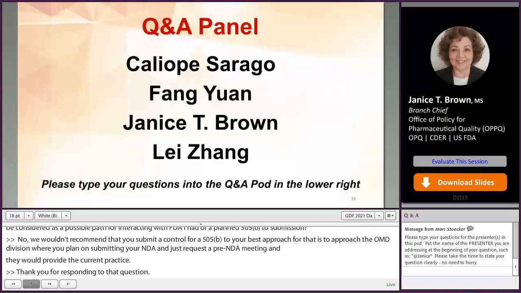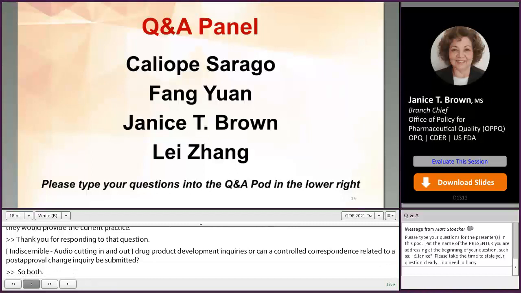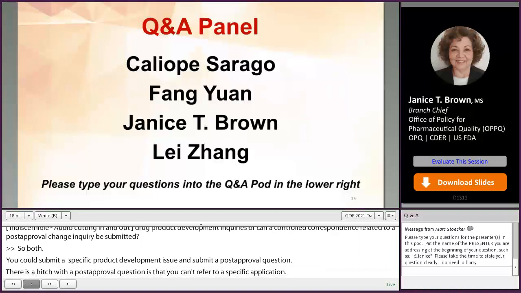So both. You could submit a specific product development issue, or you could submit a post-approval question. There is a kind of a hitch with this post-approval question, is that you can't refer to a specific application. You'd have to have it very, very general, and the specific topic isn't covered by an existing guidance on post-approval changes. But yes, you could submit both as long as you meet these two recommendations.